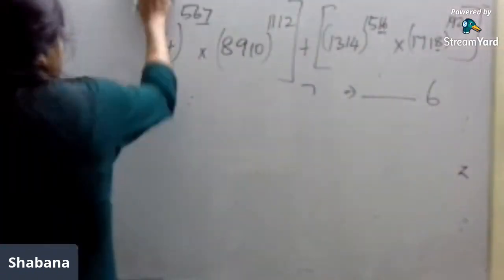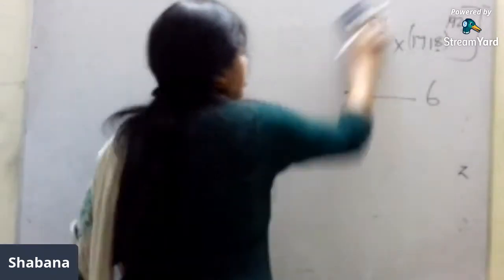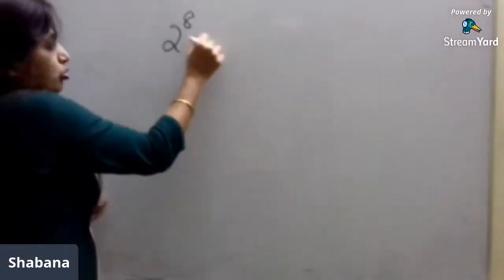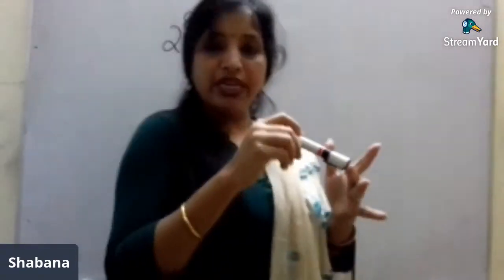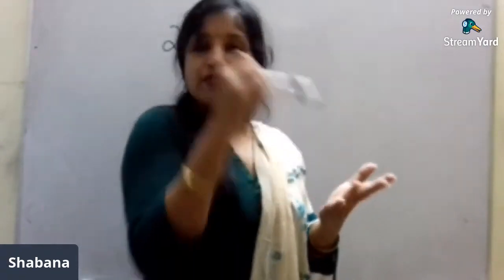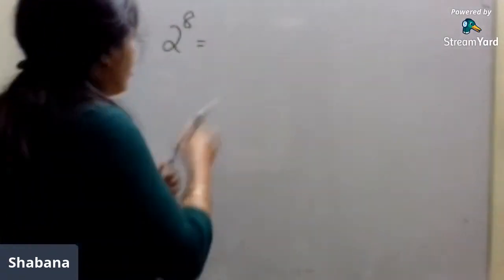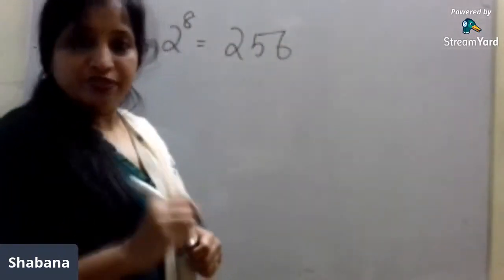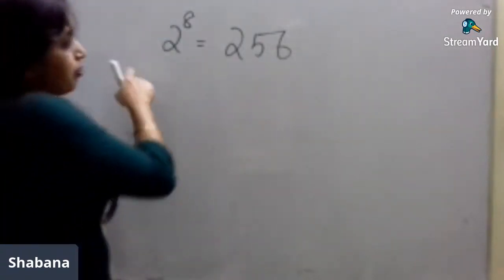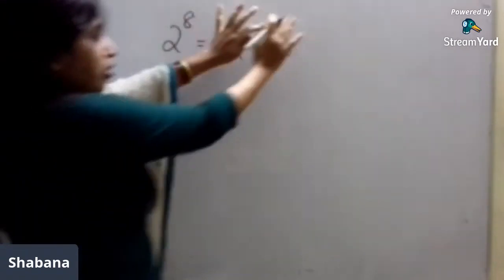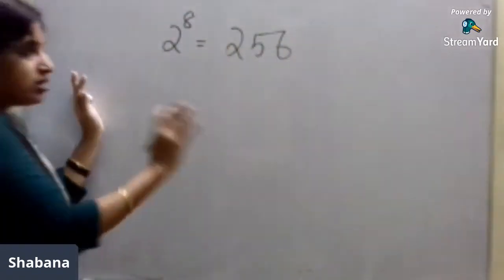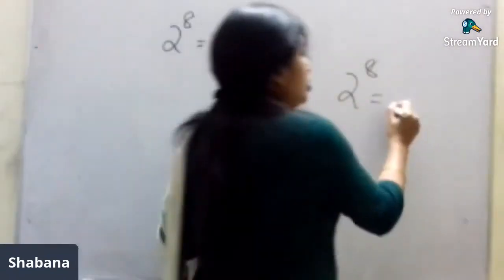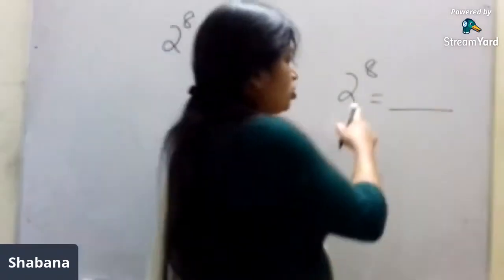Let me take 2 power 8. Can you find what is 2 power 8 again? 2 twos are 4, 4 twos are 8, then 16, 32, 64, 128 and 256. So 2 power 8 is 256. Now, forget about 256 for now. Just say 2 power 8. My question is, what will be the units digit of 2 power 8?